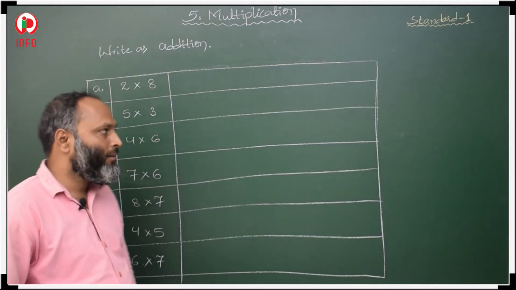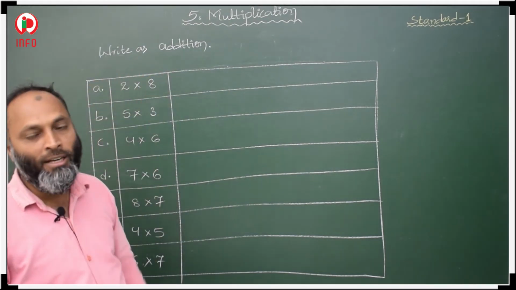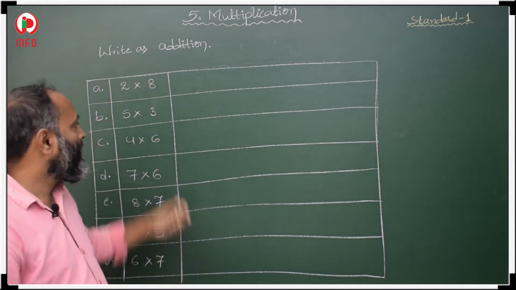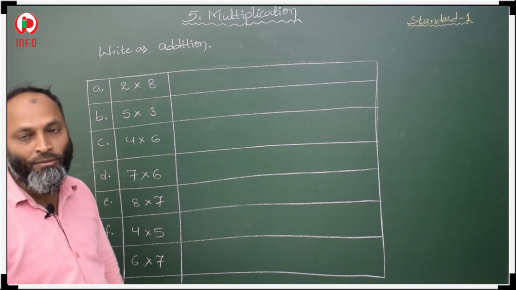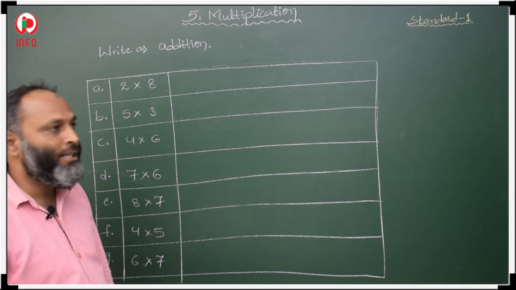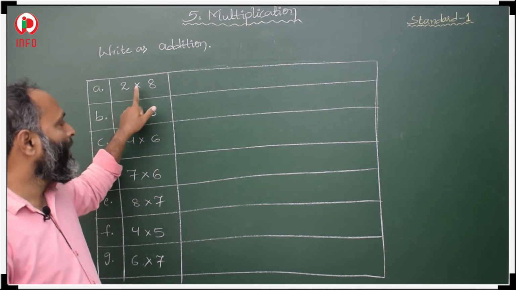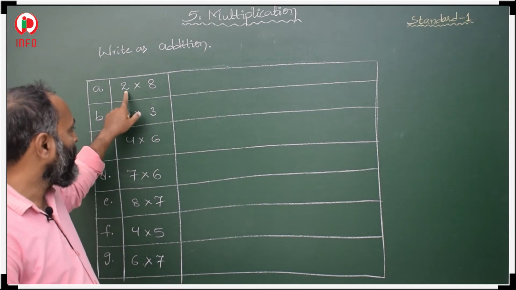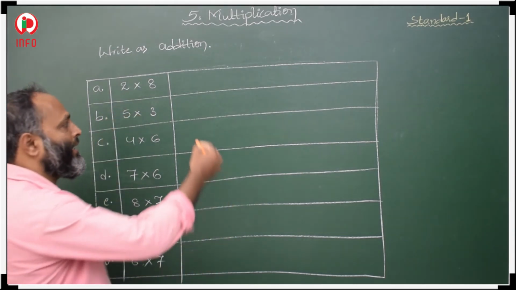Okay. Next, students see here, write as addition. Multiplication form is given, so we have to write it in addition form. Then how to write? 2 is there, 2 into 8. So it means we have to add this 2, 8 times. How many times? 8 times.